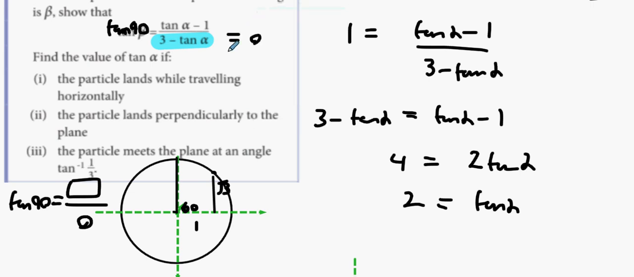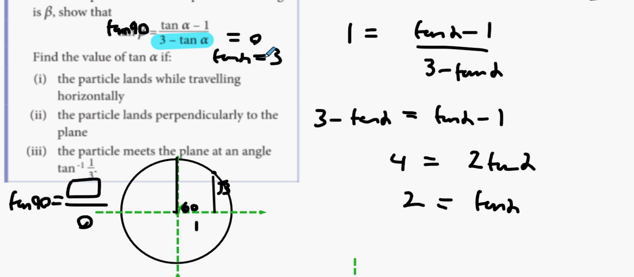Check the back of the book if you want. Tan alpha equals 3. Everybody cool with that? So that's for landing perpendicular. The tan of the angle is undefined. Divided by 0. Cool? Good.